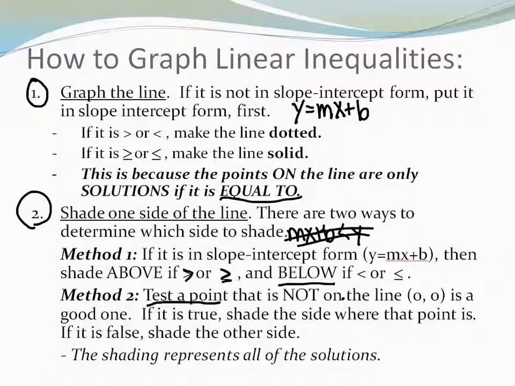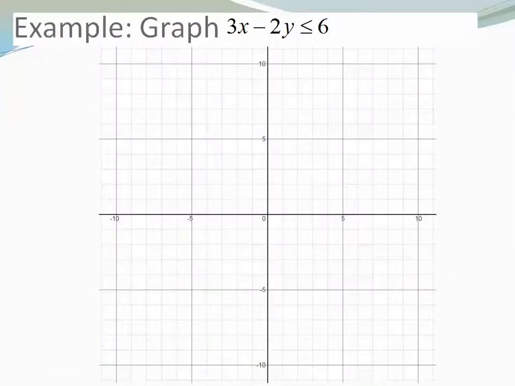Okay, so let's do one completely from the beginning. An example here. We have 3x minus 2y is less than or equal to 6. First, I'm going to graph the line. So you're graphing the line as if it's an equals, but it's not.